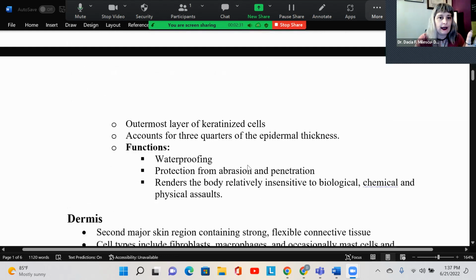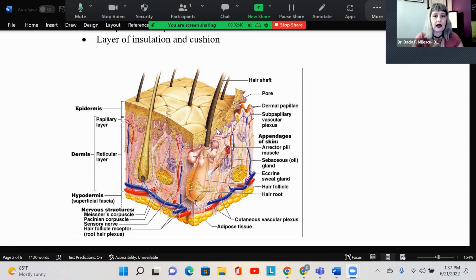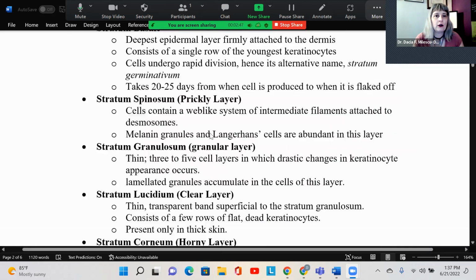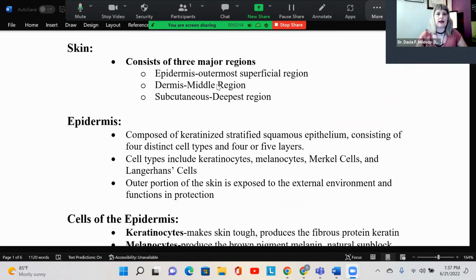So we have basically three layers, and I have images for it. The top three layers are the epidermis, the dermis, and the hypodermis. So we're going to break it down and do a little micro lesson on all the elements of the epidermis, dermis, and hypodermis. To circle back to the beginning, make sure that you understand the three major regions of the skin. Like I said, epidermis, dermis, and hypodermis, also known as the subcutaneous deepest region. The epidermis has layers, which we will go over.